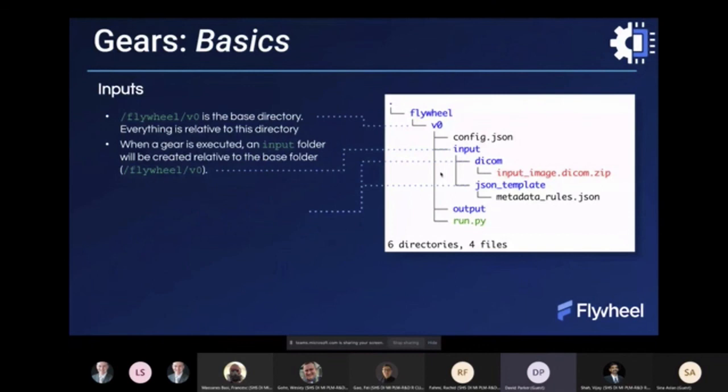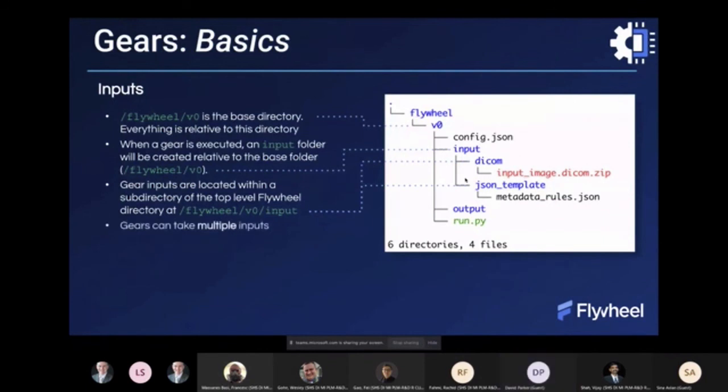Now, when you create an input in the manifest, you have to give it a name. So if you were to create two inputs, one named DICOM and one named JSON template, Flywheel would create these folders with that same name, and it would put the file that you selected in that directory. So that's pretty straightforward.